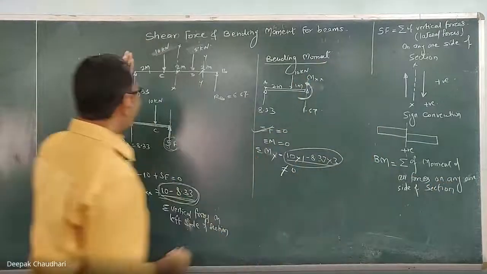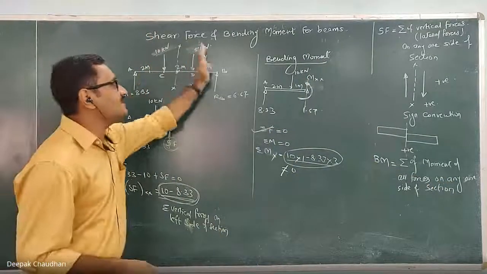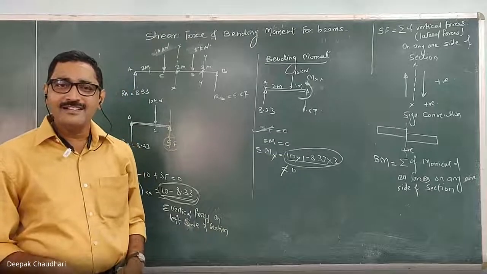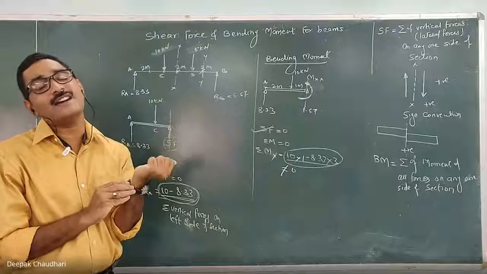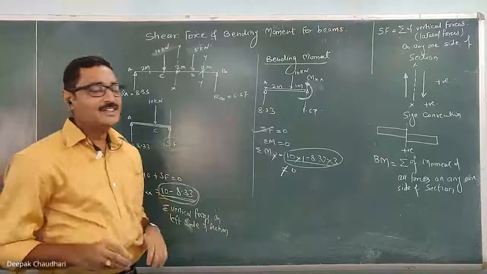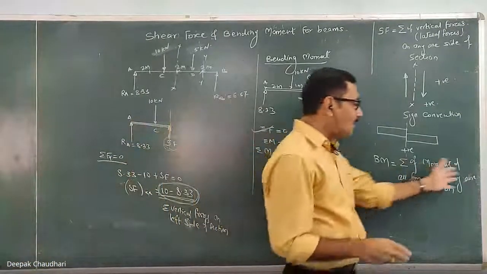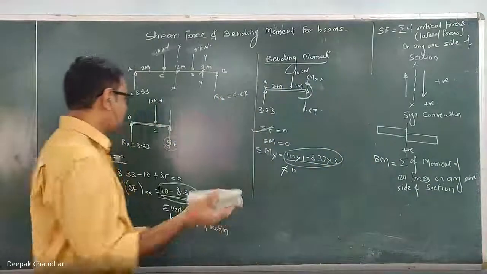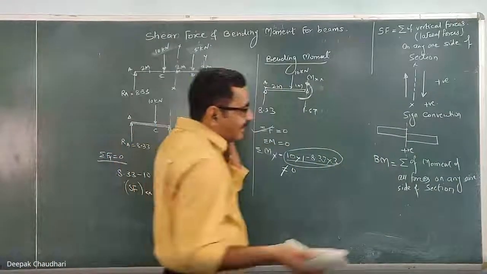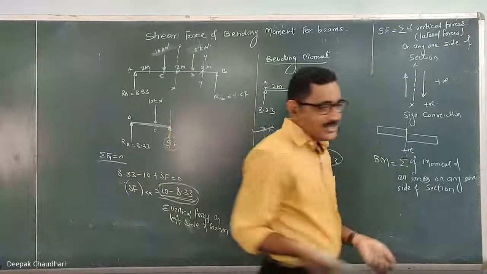जहां पे आपको कैलकुलेट करने का है बेंडिंग मोमेंट, वहां पे एक इमेजिनरी सेक्शन कंसीडर करने का है और वो सेक्शन के लेफ्ट हैंड साइड या राइट हैंड साइड के वर्टिकल फोर्सेस का मोमेंट लेने का है. That summation of the moment of all forces on any one side gives you the bending moment. Understood? Here, now here again we are taking the summation of the moment.